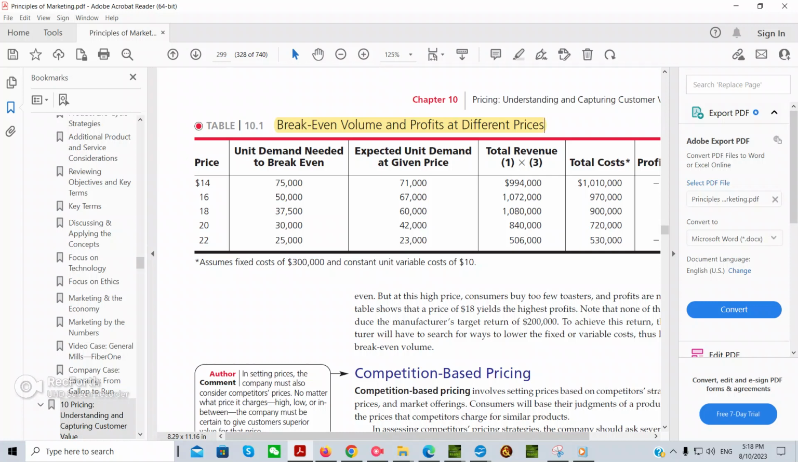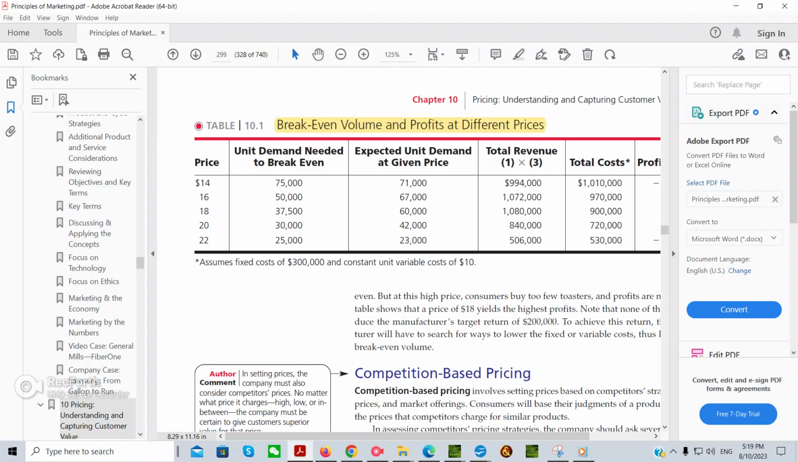When you look at those two, you can understand how many units you need to sell. Technically, it's going to be one more than that, because it's at a profit. So you can see here the unit demand needed to break even at $14, 16, 18, 20, and 22, and the expected unit demand at a given price.